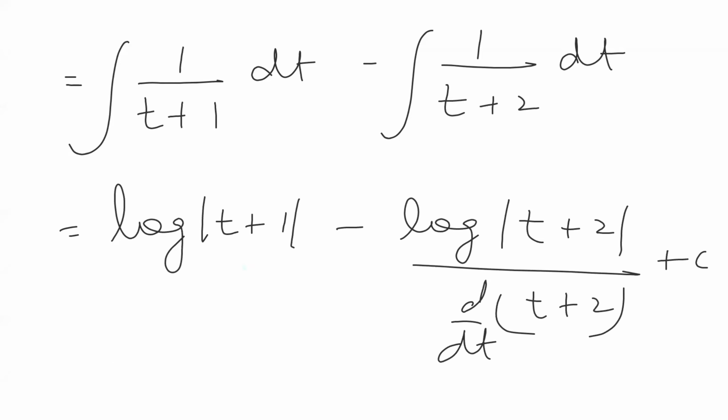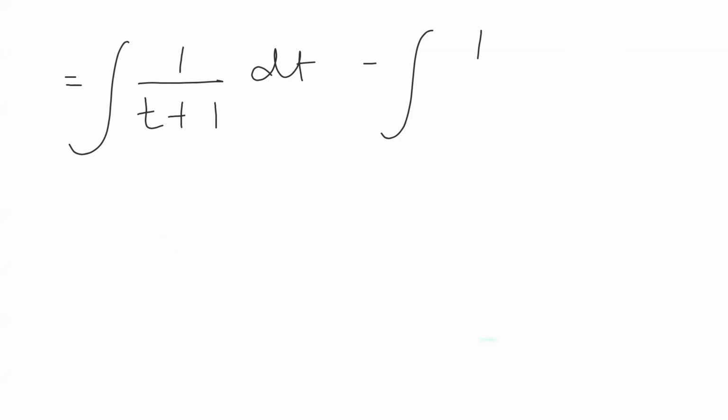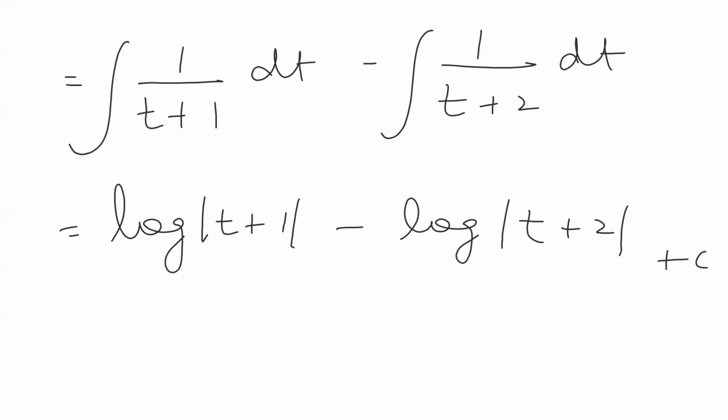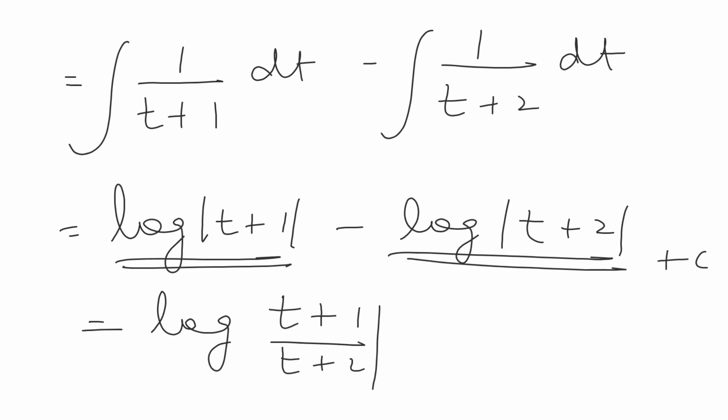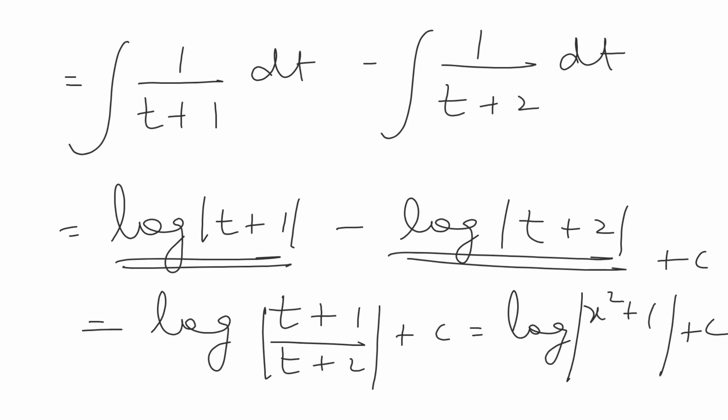So I'm just erasing this off because the values are 1. Log a minus log b is log a upon b, plus c. Finally, we are going to replace the value of t. We are going to replace t with x square. That's your complete solution.